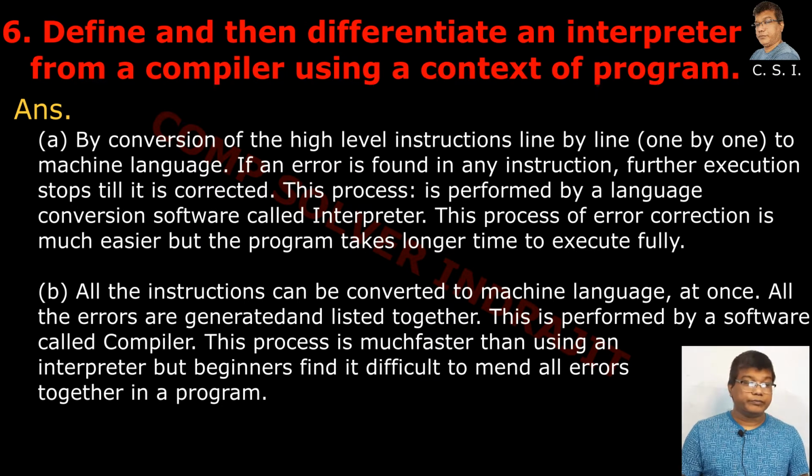Next point. All the instructions can be converted to machine language at once. All the errors are generated and listed together. This is performed by software called a compiler. This process is much faster than using an interpreter, but beginners find it difficult to mend all errors together.